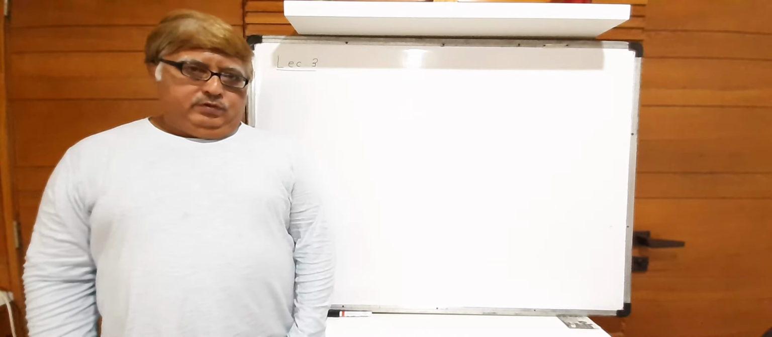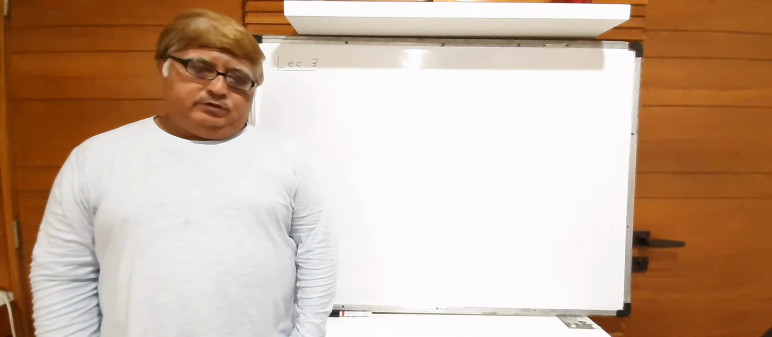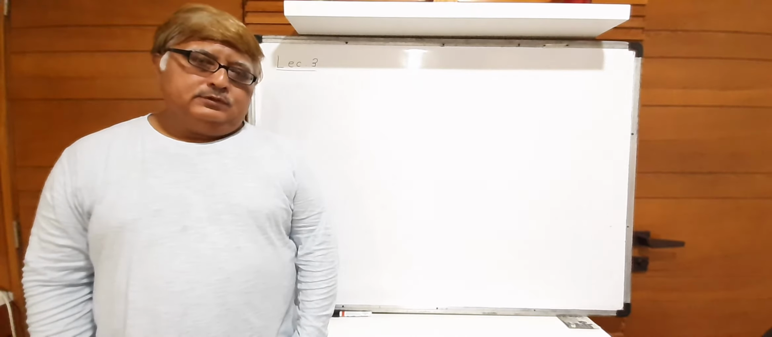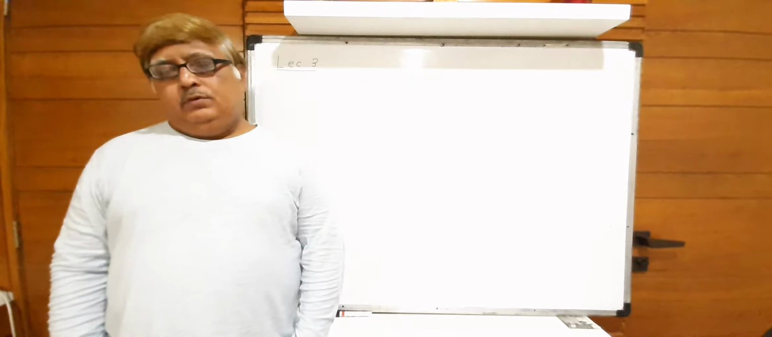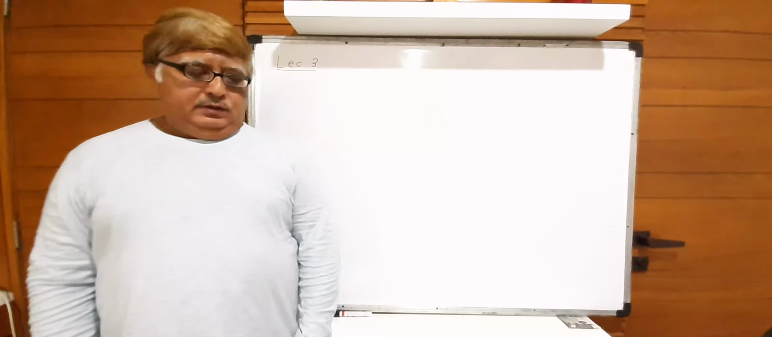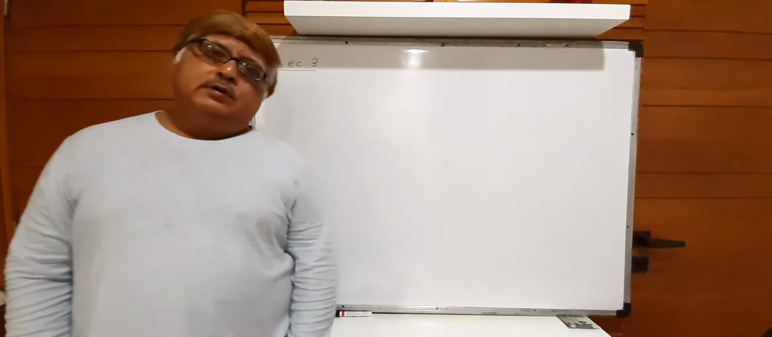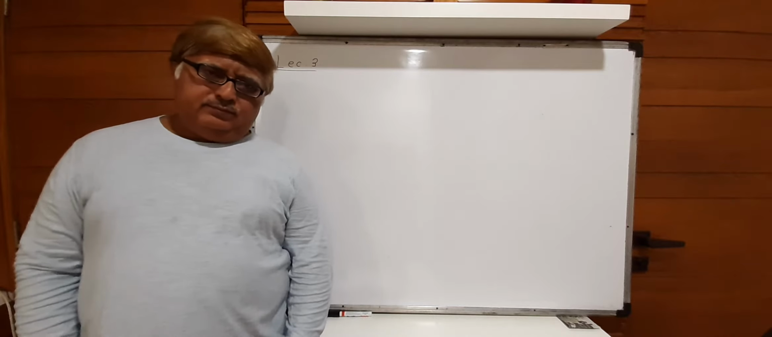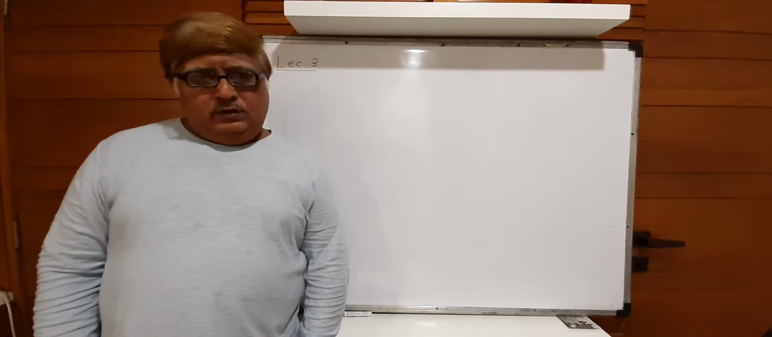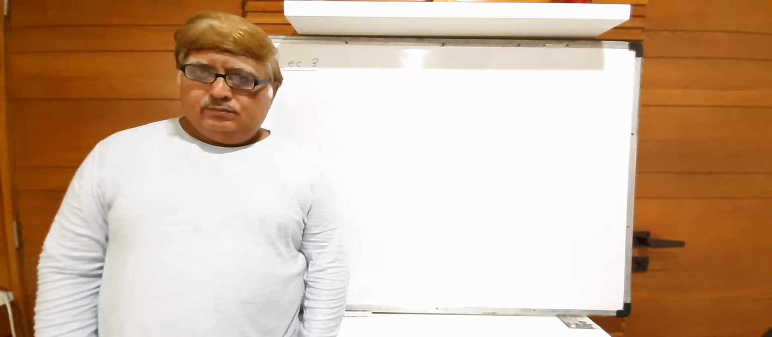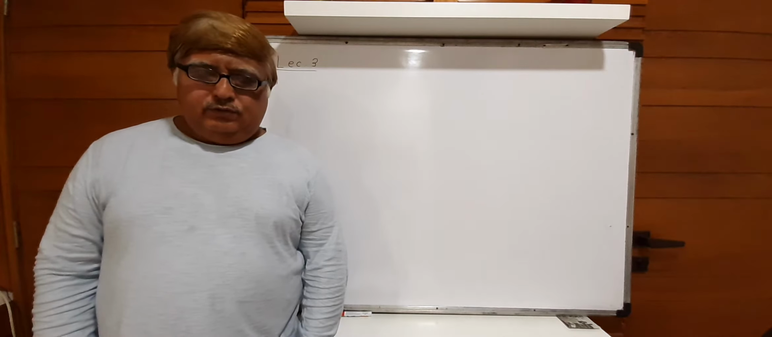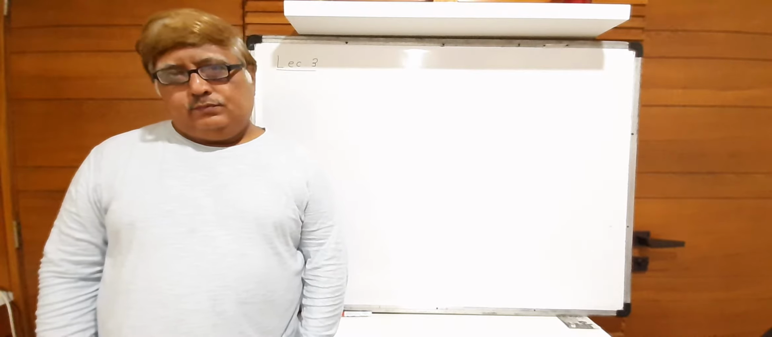Chapter 11 as usual continues, and this is lecture number 3 in the same chapter 11, that is the human eye and the colorful world. If you can remember, in the first two lectures we discussed the internal structure of the eye, and we also discussed various defects of vision.